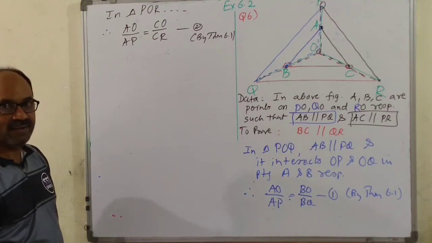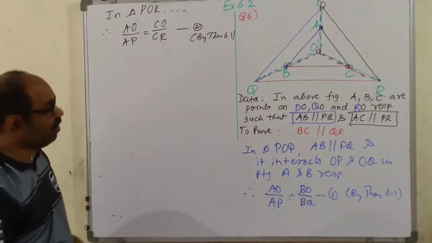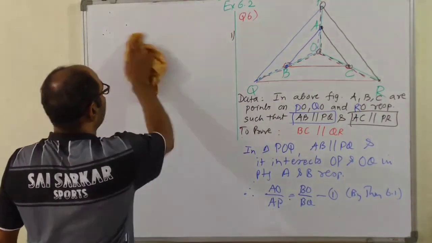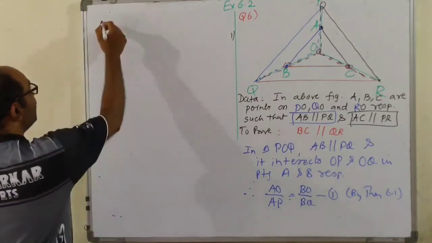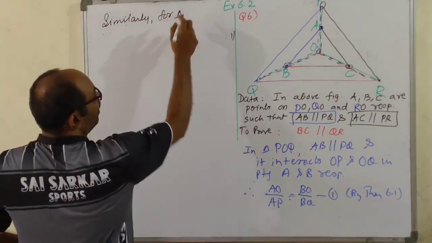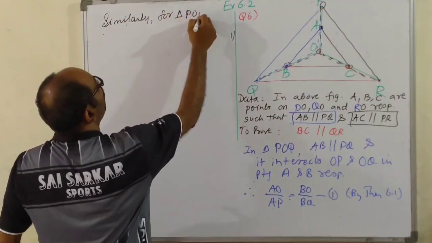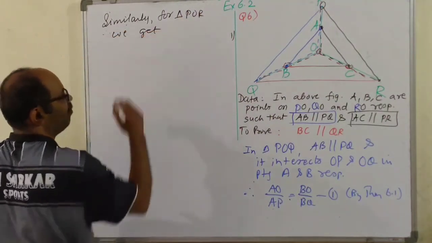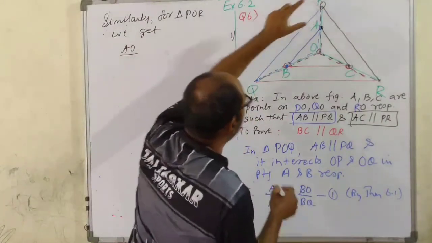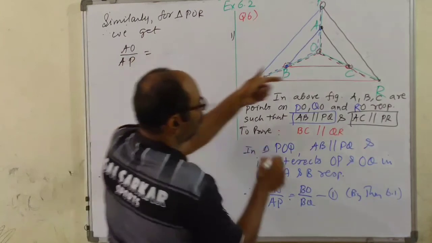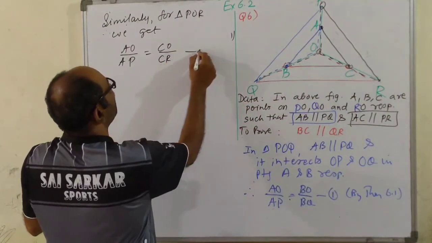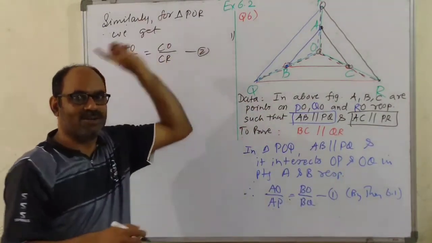Every time if you don't write that, it's okay because you have written it here. Children, let me tell you, if you don't want to write this, straight away you write. Similarly, for triangle POR, we get, tell me, what we get? AO upon AP is equal to CO upon CR. Result 2. So no need to write.